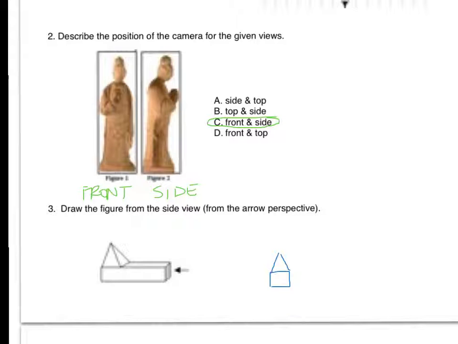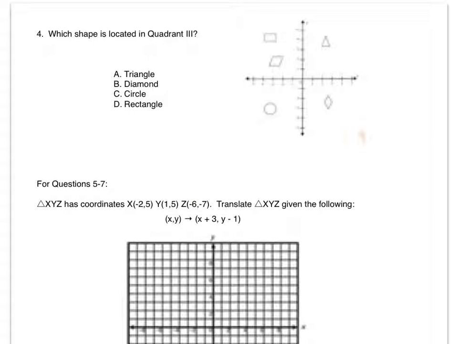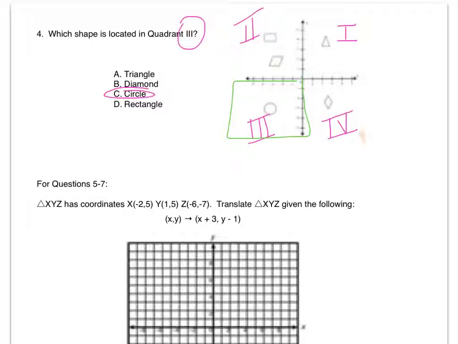Alright, so here's the next page. Number 4, which shape is located in quadrant 3? So remember when we label our quadrants, we always start in the positive, positive. So that's number 1. And then we go counterclockwise. So 1, 2, 3, and then 4. And they always label them in Roman numerals. So we're looking for quadrant 3. So the shape is a circle, because in this quadrant right here, the only shape that's there is this circle right here.